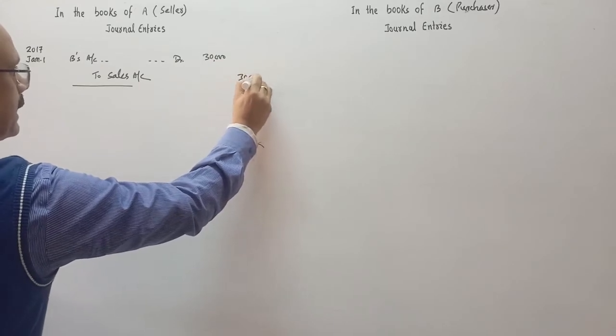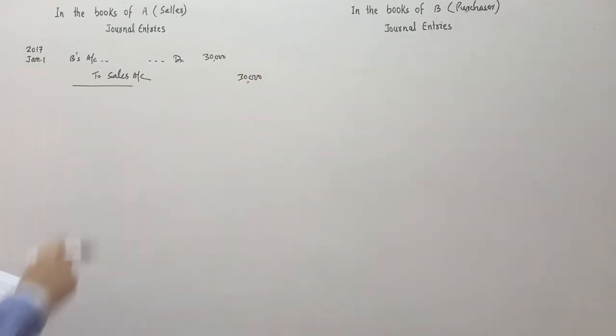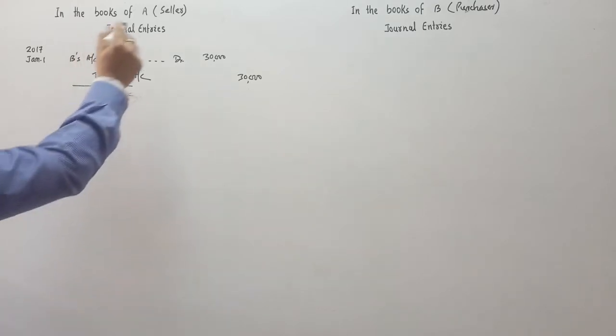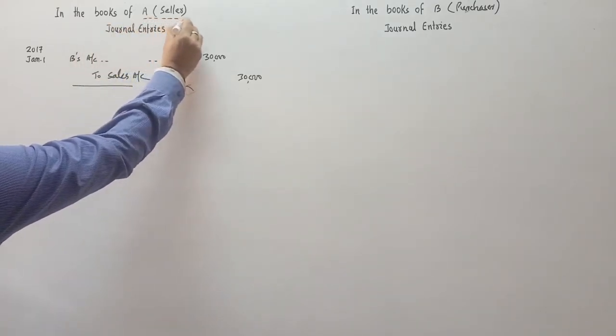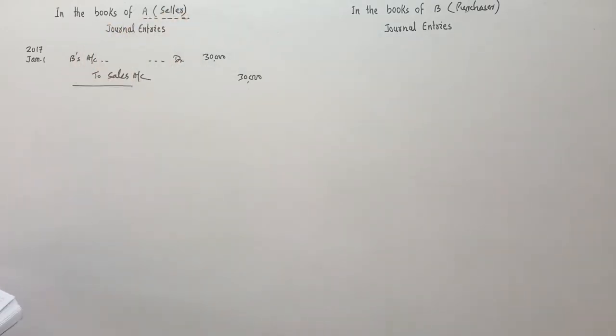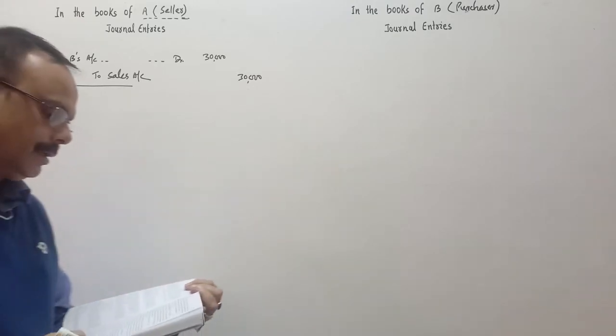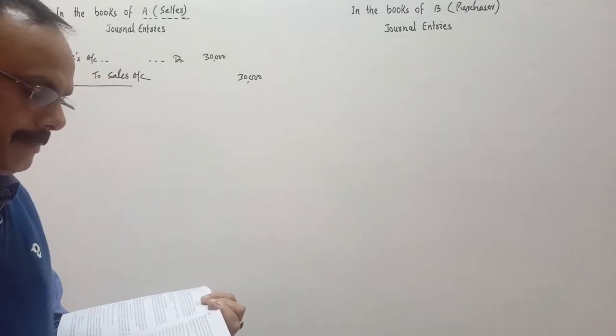Goods sold on credit. So what will we write in the narration? Being goods sold on credit on January 1st. This is the first entry in the books of A. Who is A? A is the seller. A is the drawer as well. On the same day, A draws a bill on B at 3 months for the amount and B accepts it.